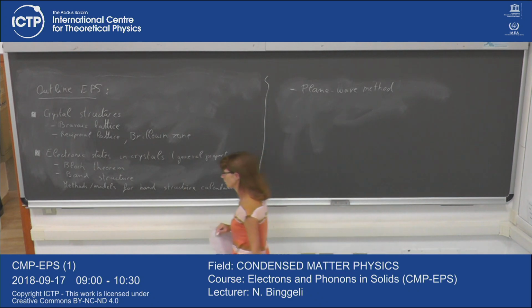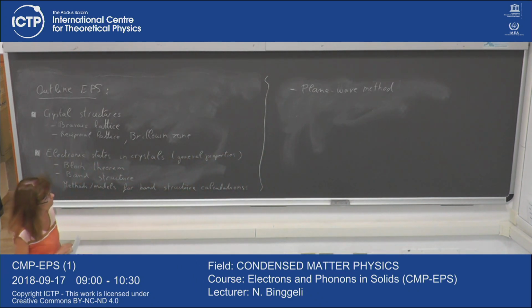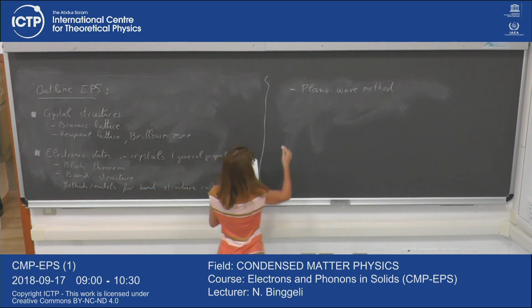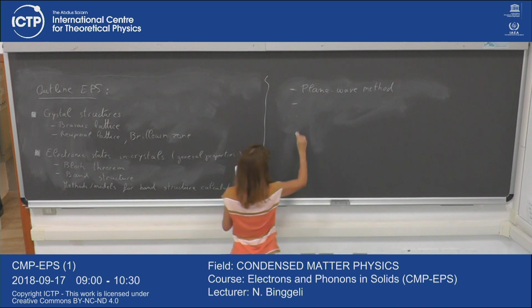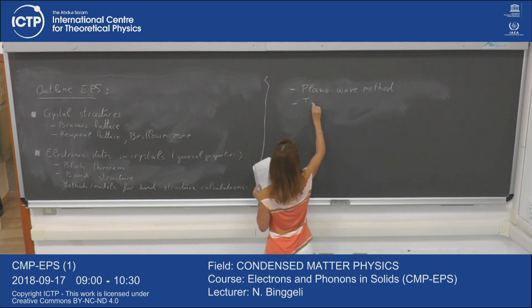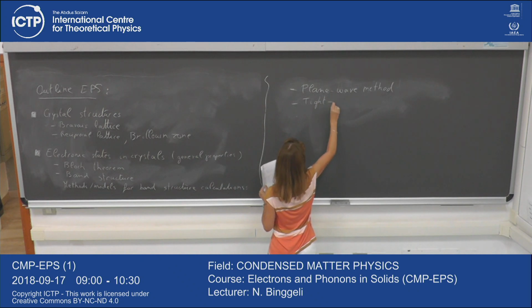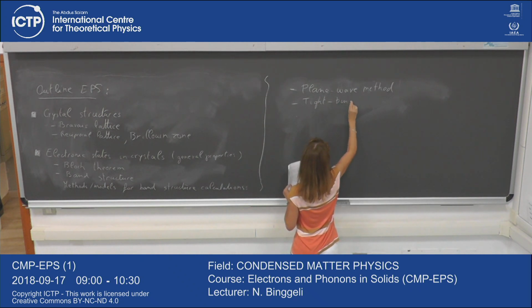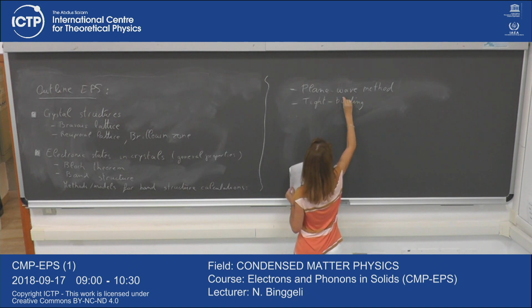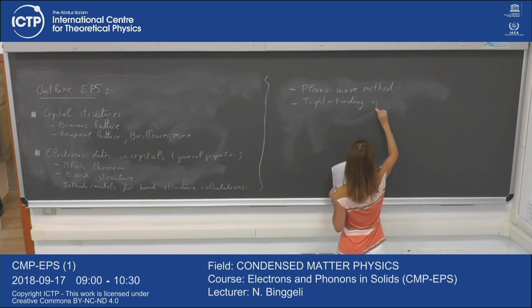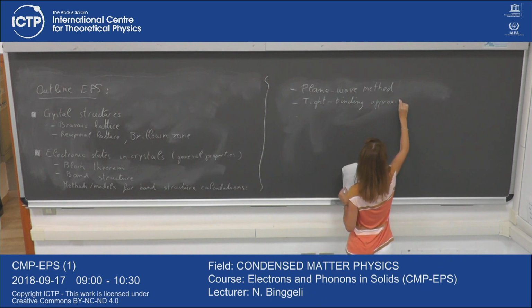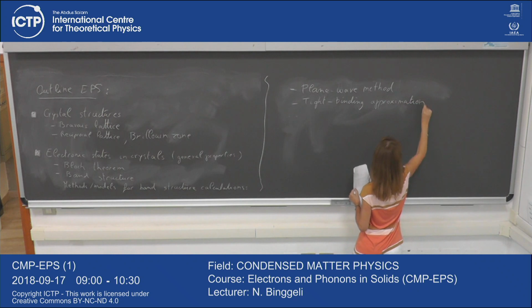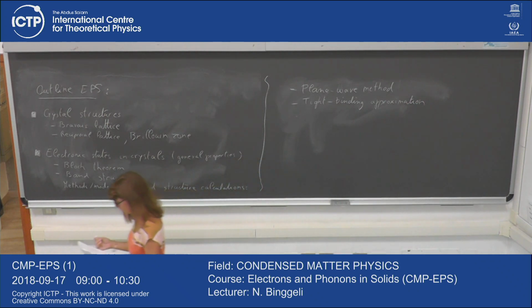So free or quasi-free electron model. And the second method will be the tight binding approximation. So these are the methods or models that we will see to calculate band structures. So this is for the second part.